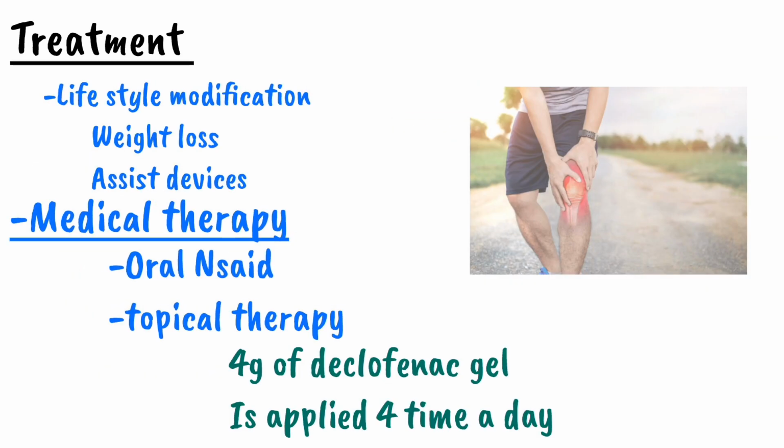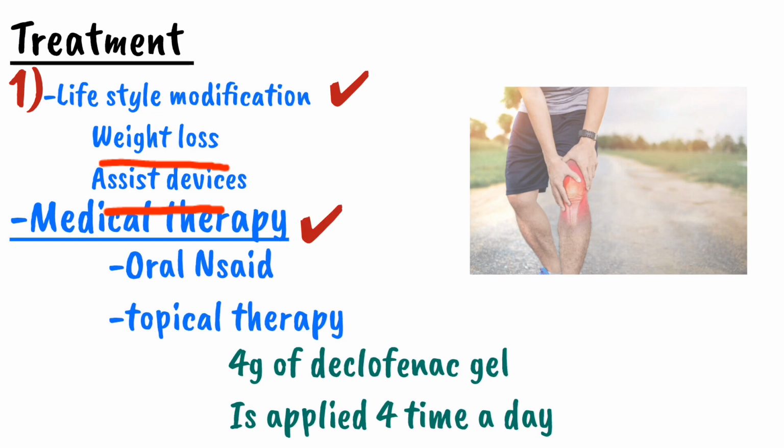Now coming to the treatment of osteoarthritis. The treatment is very difficult. We cannot cure a patient with osteoarthritis because it is a slow and insidious process that ultimately destroys the whole joint. But to manage it, the first step is lifestyle modification. We will advise the patient to lose weight and use an assistive device. These two measures will reduce the stress on the joint, so it will cause less destruction of the joint. The second is medical therapy.